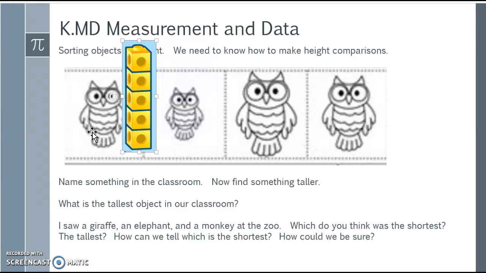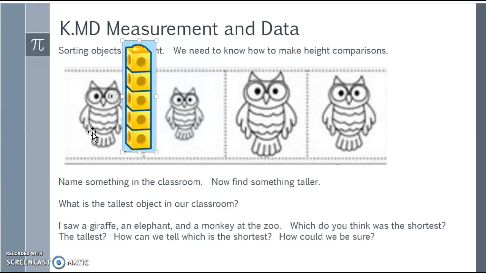Let's say I saw a giraffe, an elephant, and a monkey at the zoo. Which do you think was the shortest, the tallest? And asking students to describe how they know or what their thought process is extremely important so that you know that they're on the right path, and it may help other students as well. Further, the more that they can explain, the more that they understand and they're not just guessing. And then following up with, how could we be sure?